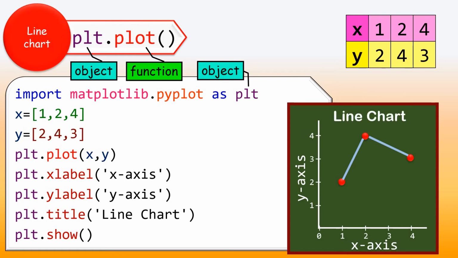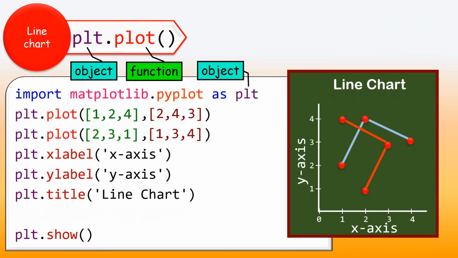You can also plot more than one line at the same time in the same chart by repeatedly using the plot function. So here I have used the plot function twice with different sets of values. Therefore, I have two lines here, and to differentiate the lines, I have given one line in blue color and another line in red color.